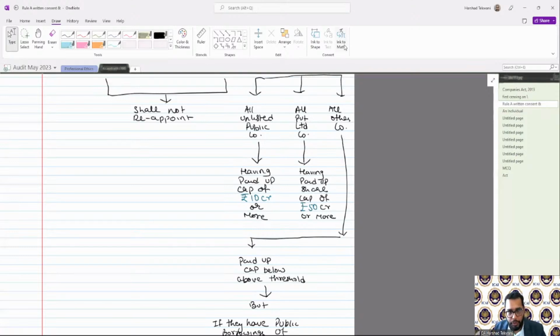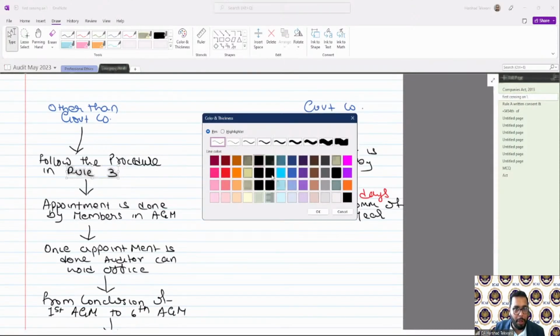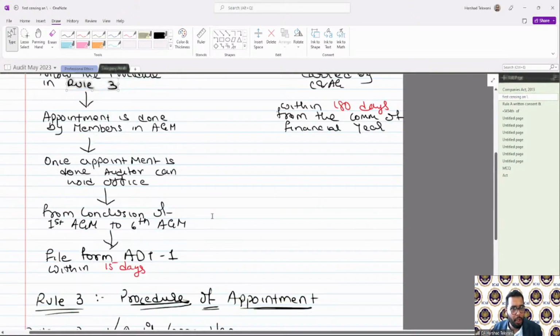Okay, so just to quickly summarize everything we discussed. In case of a subsequent auditor appointment, what is the procedure? First you need to comply with Rule 3. Then the appointment is done in the AGM by members, who will hold office from the conclusion of one AGM to the sixth AGM, and the auditor is required to file Form ADT 1. Clear? Now, what is the Rule 3 procedure?